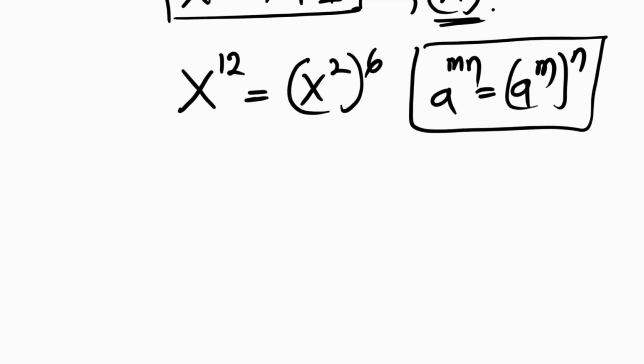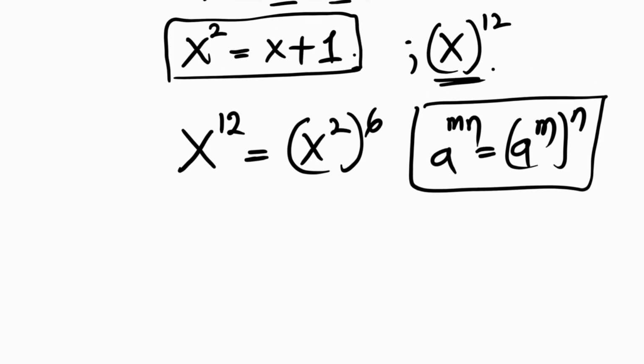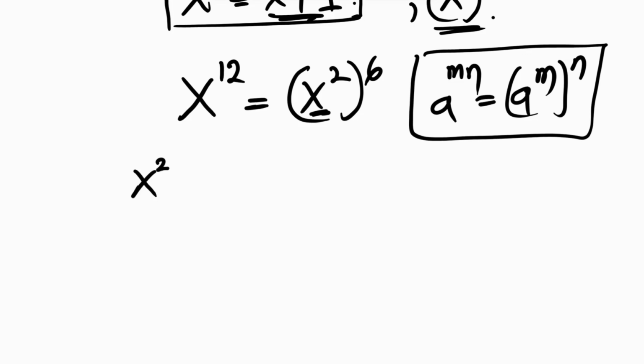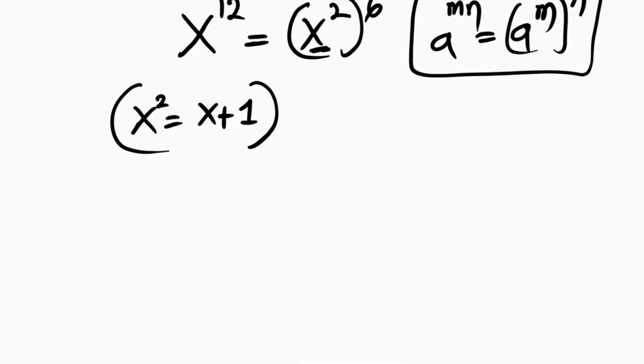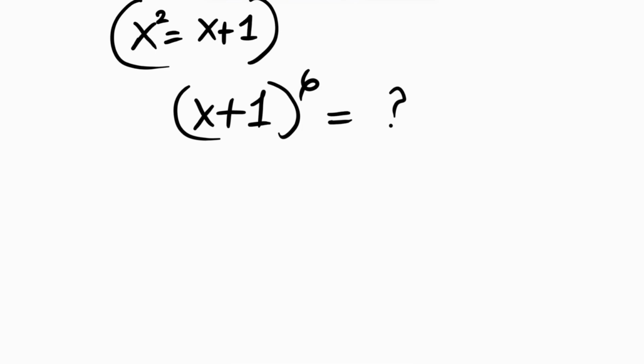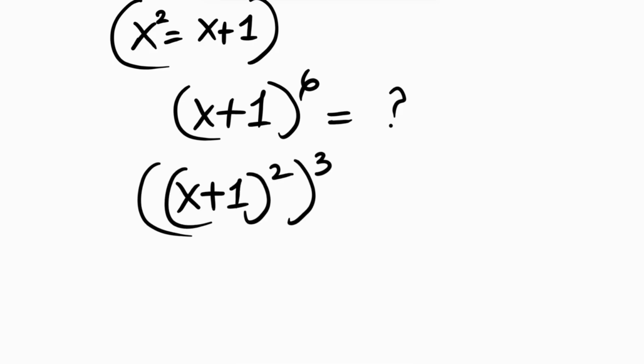So now we have x squared, raised to power 6, but we know that x squared is x plus 1, right? So x squared is equal to x plus 1. So let's plug that in. So we have (x plus 1) raised to power 6. Now 6 is the same thing as, let's rewrite that power as well. So we can do (x plus 1) squared, cubed.